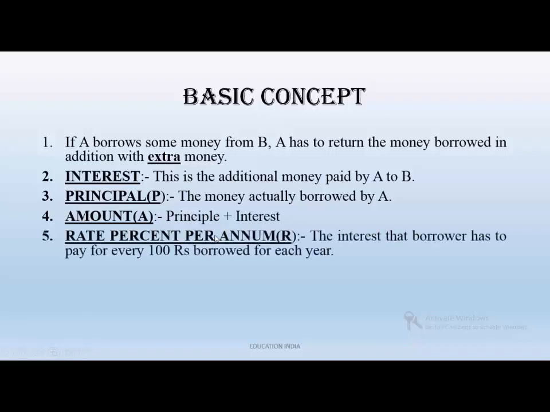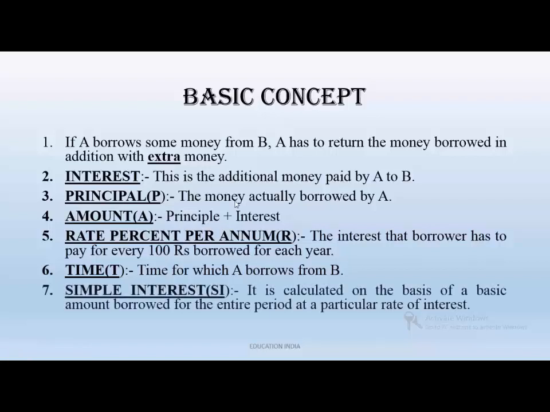Now let's analyze on what factors interest depends. There are basically three factors. Definitely the principal amount that was borrowed. Now let's analyze the term rate percent per annum. Rate percent is basically the rate at which the interest will be calculated on the principal sum borrowed. Let's have an insight. Rate is the interest that the borrower has to pay for every 100 rupees borrowed for each year. And then the tenure for which the money was borrowed by A from B.